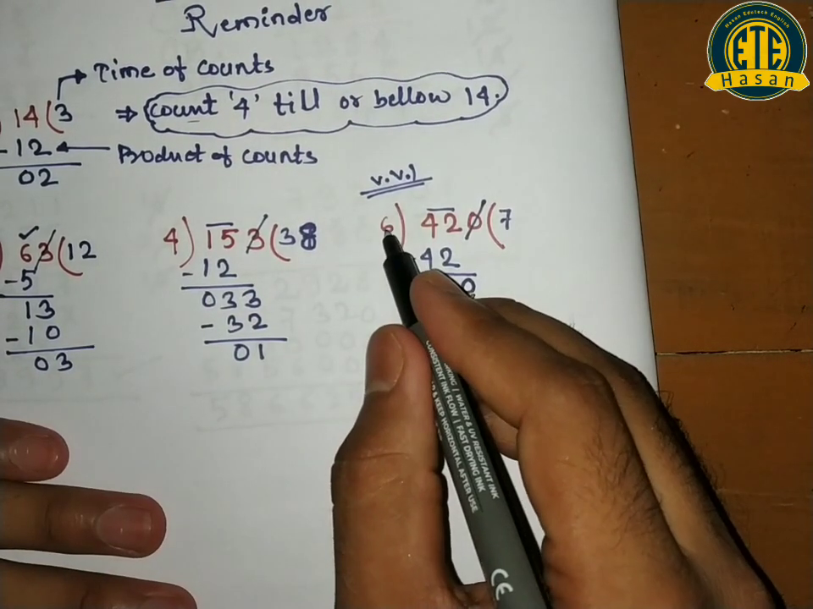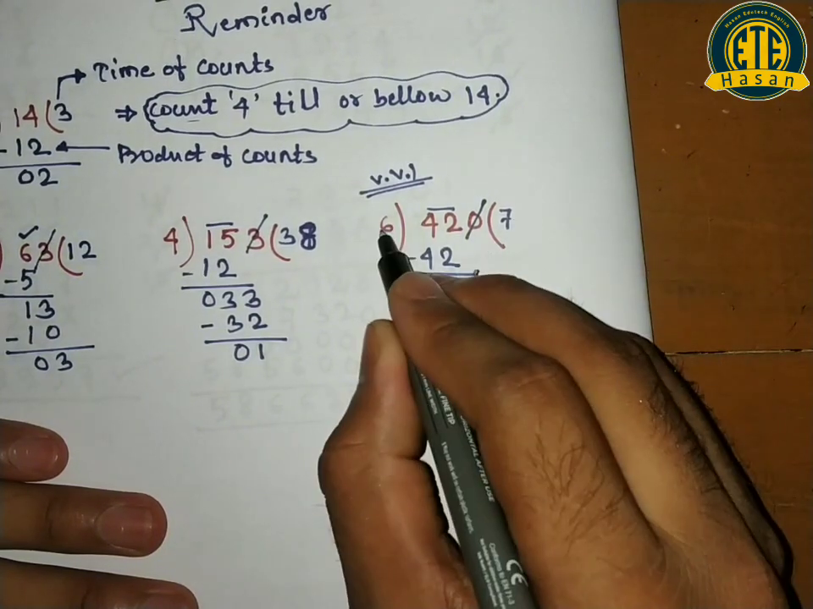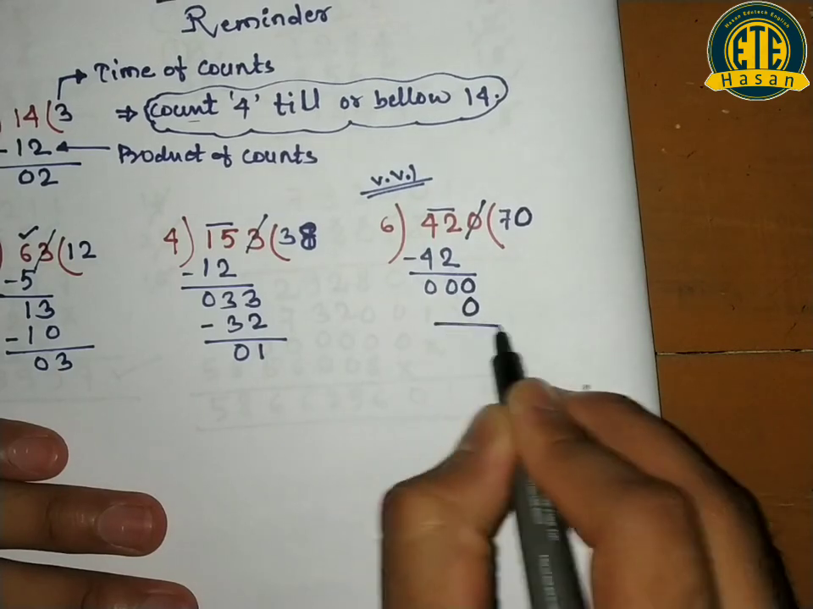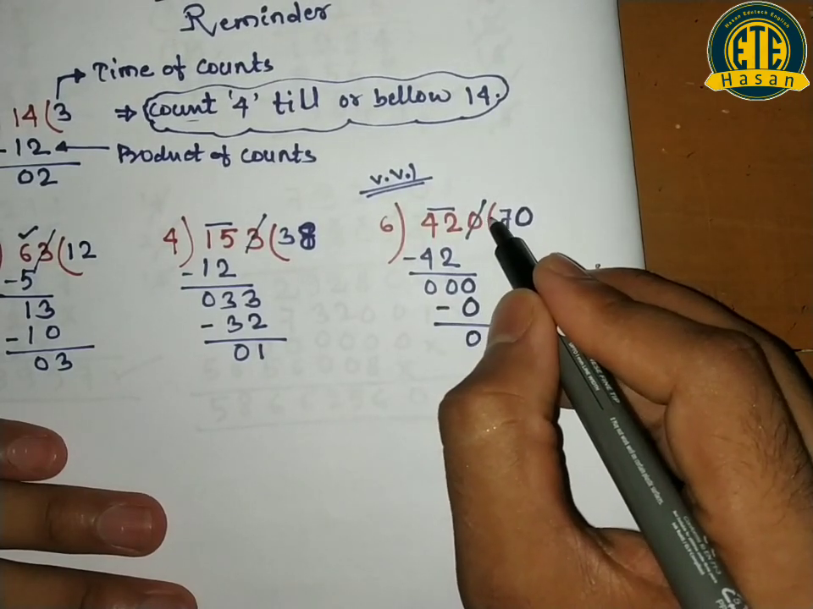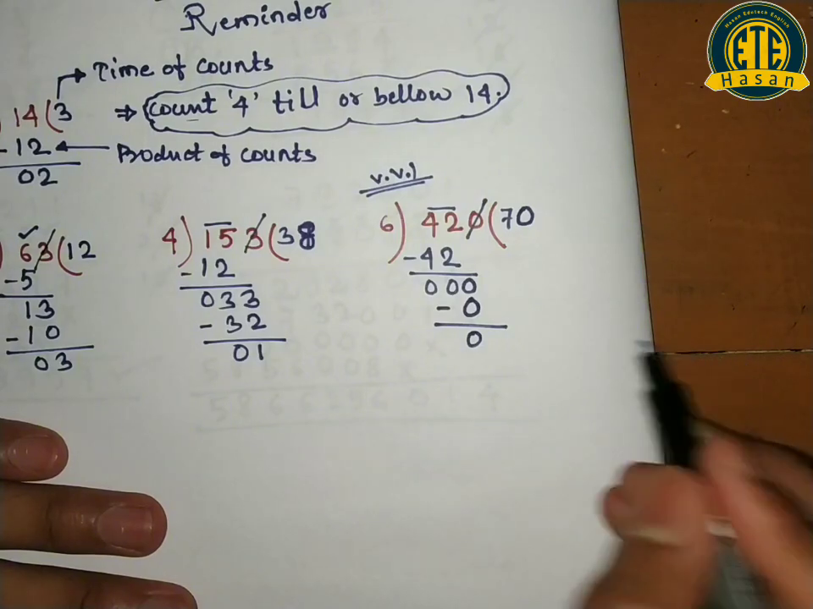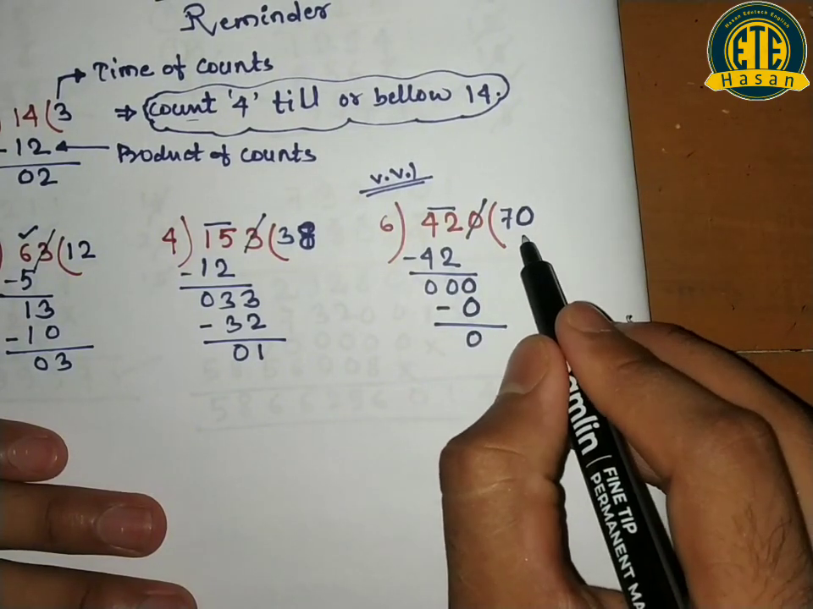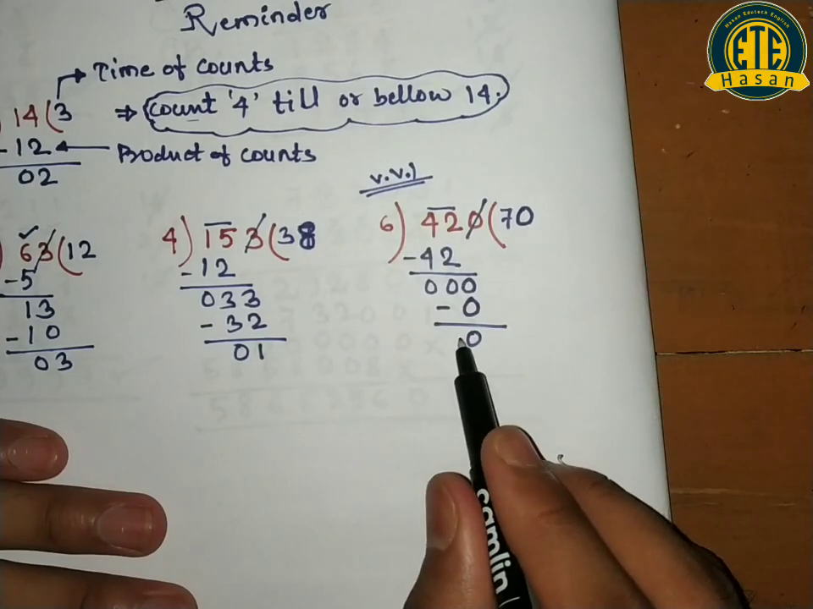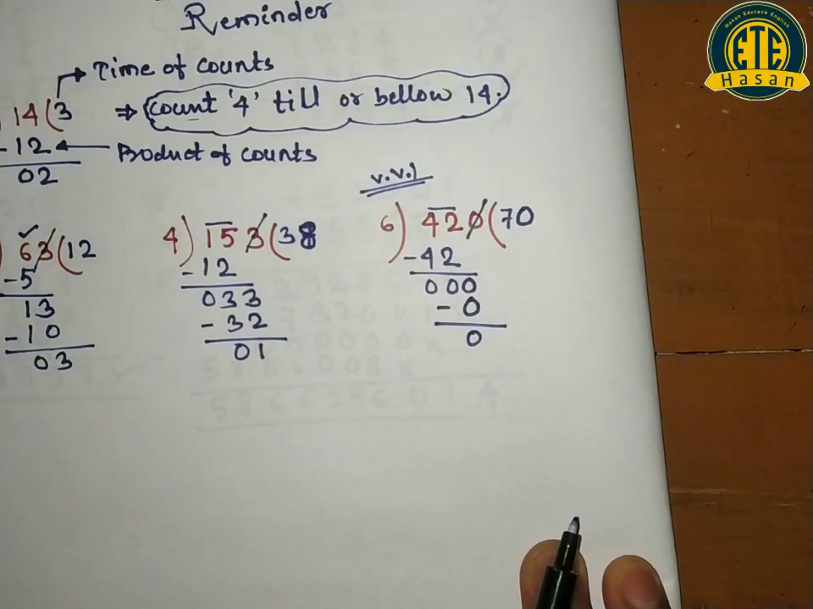Now 6, count how many times that will be 0 or below 0. 6 I will count 0 times. 6 zeros are 0. Now subtract 0 minus 0. Is there any dividend left? No. So our answer is over. Here I got the quotient 70 and remainder 0. This is also an important example.